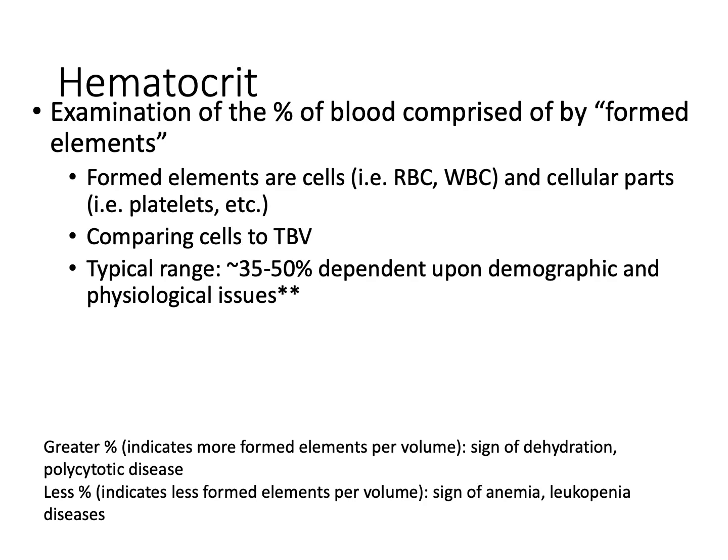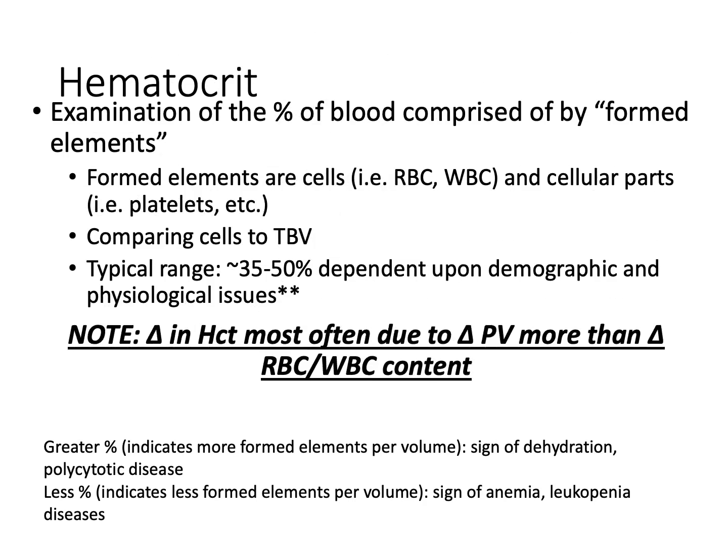Now, what we have to remember here, regardless of how the books present this, the greatest change that we see in hematocrit is due to shifts of plasma volume more than changes of cell amounts. Because we're doing this as a relationship of cells to total blood volume, if we change the volume, we automatically increase the hematocrit because we're dividing by a smaller number.